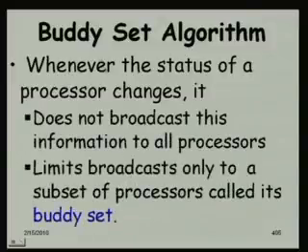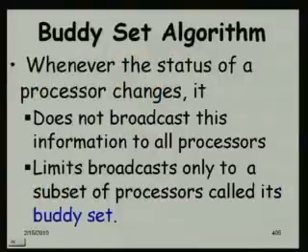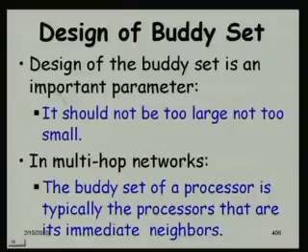And also, when the status changes, it does not really broadcast to all processors. It only sends it to a subset of the processors called the buddy set. So, the number of times it has to transmit the status information is first of all reduced, and also it is not sent to all the processors, only to a few limited processors which are called the buddies. And of course, how to find the buddy set, how to design the buddy set, we will look at that.